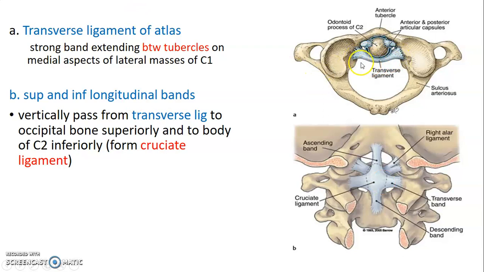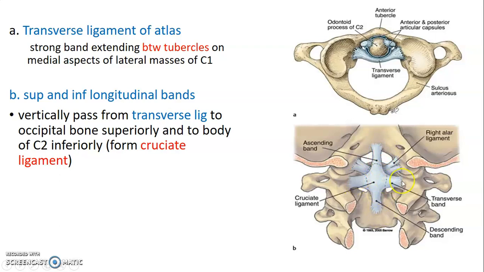It's a strong band that extends between the two tubercles and the medial aspects of the lateral masses of the atlas, and you have superior and inferior longitudinal bands. So superior longitudinal bands vertically pass from the transverse ligament, okay, this is your transverse ligament. So from the transverse ligament superiorly, you have your superior longitudinal band, and as you go inferiorly to C2, you have your inferior longitudinal band.